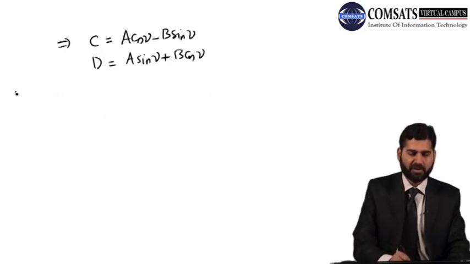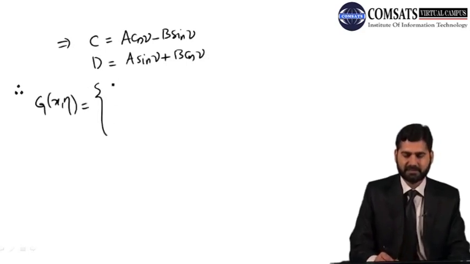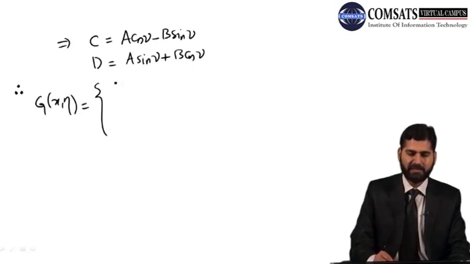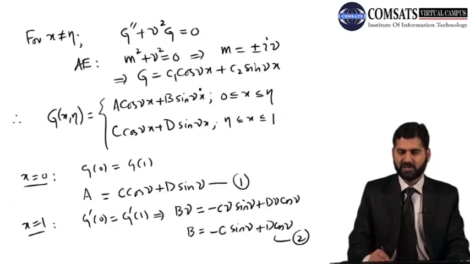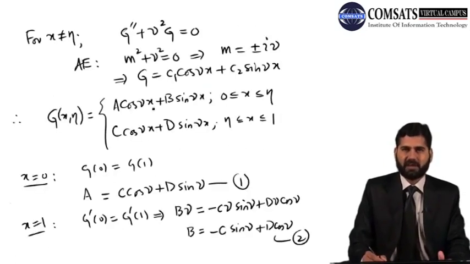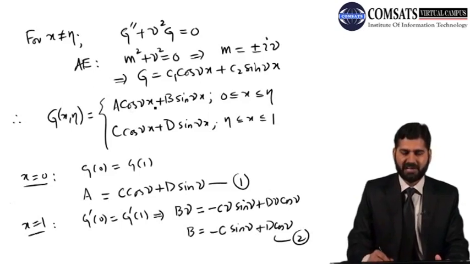So therefore, your Green's function becomes, the Green's function was A cos nu x plus B sine nu x. This is your Green's function. A and B are arbitrary, still arbitrary. We didn't get any value of A and B. So A and B will remain there. This C and D will be replaced now.